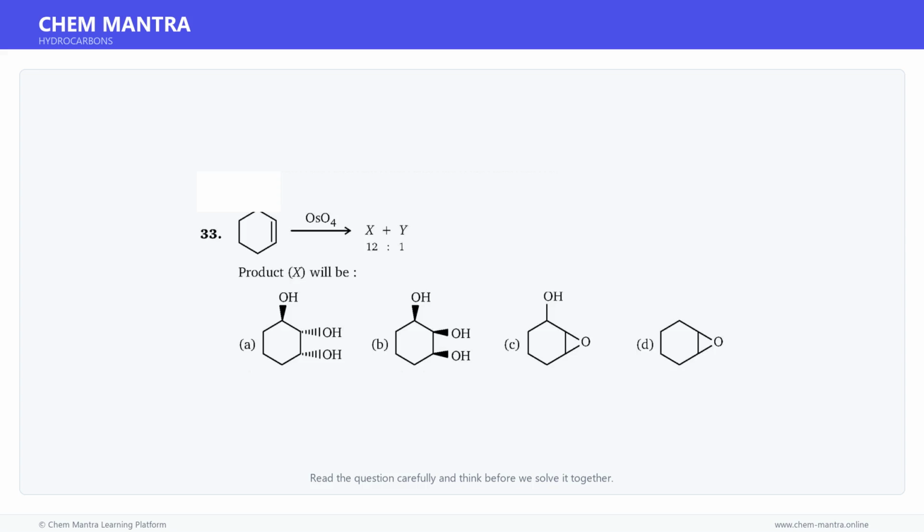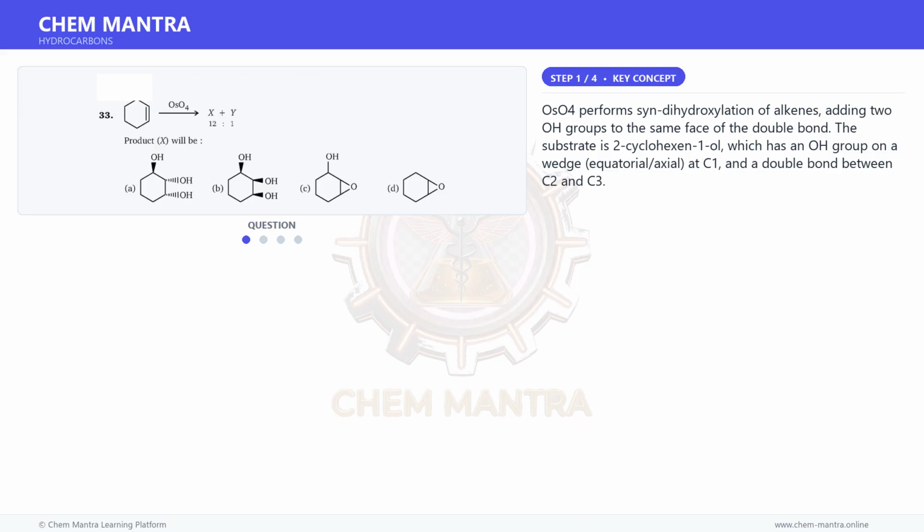Here is a question. Read it carefully and think about the answer. Let us solve it step by step. Let us first understand the key concept here. OsO4 performs syn-dihydroxylation of alkenes, adding two OH groups to the same face of the double bond.